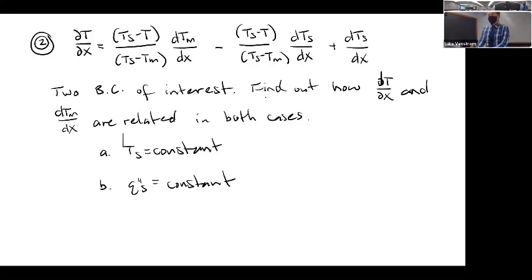So let's look at case A. From equation 2, if we say that the surface temperature is a constant, what's true about the derivatives of the surface temperature in the flow direction? So if Ts is equal to a constant, then dTs dx is? Zero. It's got to be 0. Thanks, Nathan. So those terms just drop out.